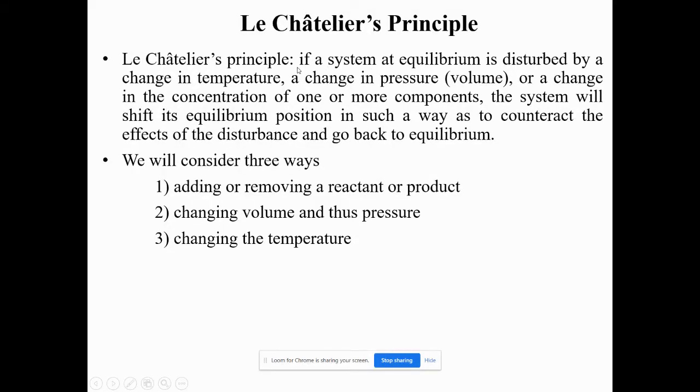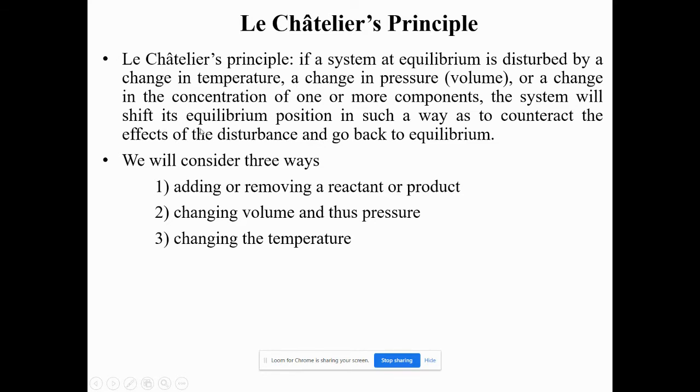Le Chatelier's principle: if a system at equilibrium is disturbed by a change in temperature, a change in pressure or volume, we'll talk about that, or a change in the concentration of one or more components, the system will shift its equilibrium position in such a way as to counteract the effects of the disturbance, to go back to equilibrium. So basically, what it's saying is you have a chemical equation at equilibrium. You alter it in some way or form, and then it's going to go back to equilibrium by shifting, is what Le Chatelier's principle says.